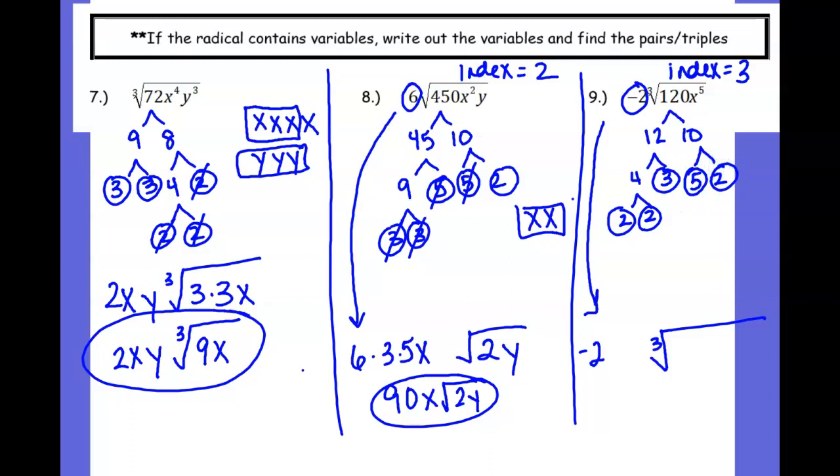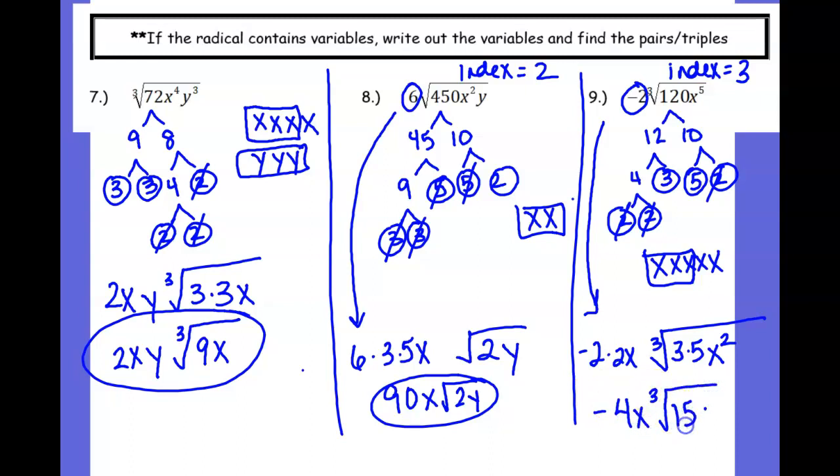Okay, so with the number pieces, again, we're looking for our 3s, triples: 1, 2, 3. So we've got 2. Okay, and then on the inside, we have 3 times 5. What's left over? All right, our variable is x to the 5th: 1, 2, 3, 4, 5. So we divide by 3 and we get 1, x to the 1st, with 2 left over. So we're going to show the 2 as x squared. That's how it's going to go in there. So our final answer would be negative 4x cube root of 15x squared.